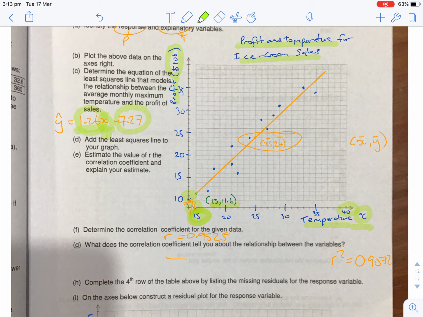That's what that second coefficient tells me. And obviously that doesn't make sense in the context of this question. I can't sell a negative amount of ice creams. But that's what is going on there.